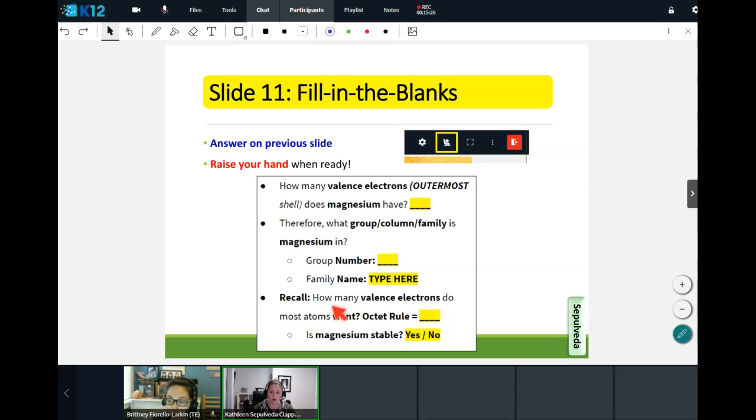And now obviously recall how many valence electrons do most atoms want. What is that octet rule? Just think of octopus. How many tentacles does an octopus have? Is magnesium stable? So we're going to go back to that. This is on slide 11. Slide 11. Raise your hand when you are finished filling this in.